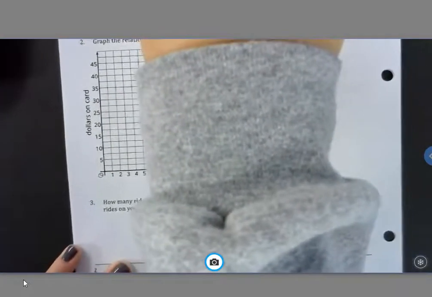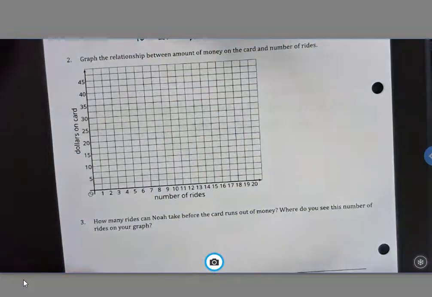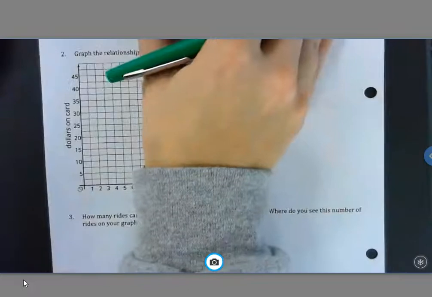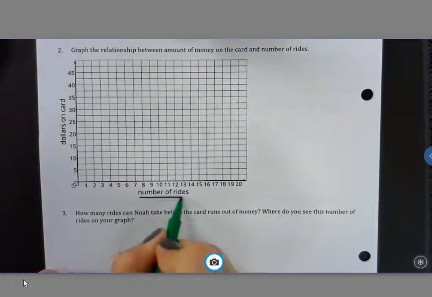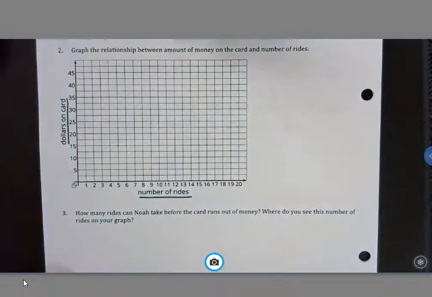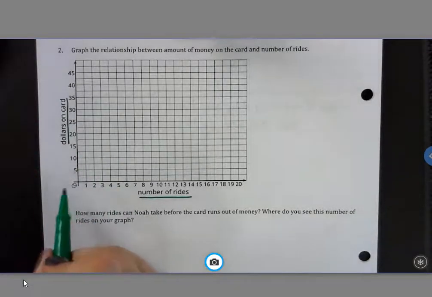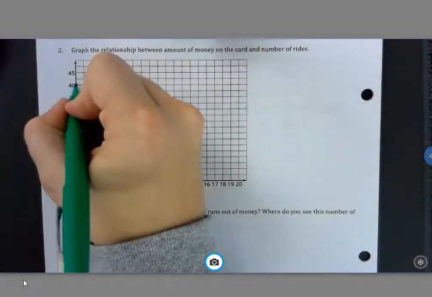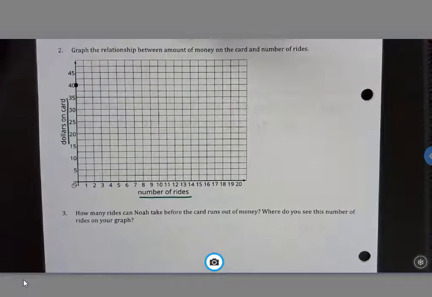So number 2 says, graph the relationship between amount of money in the card and the number of rides. So they have number of rides down here on the x-axis and dollars on the card over here on the y. So where should we put our first point? Well, the first situation we had was he hadn't taken any rides yet, and he still had $40 on his card. Hopefully you recognize that that is also our vertical intercept.